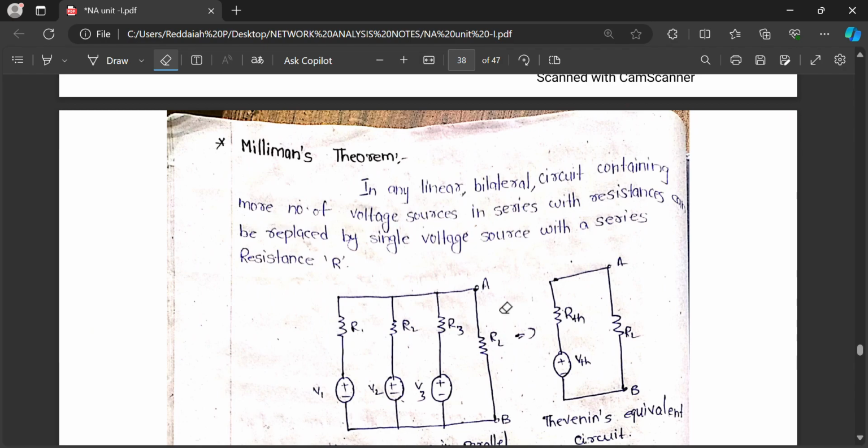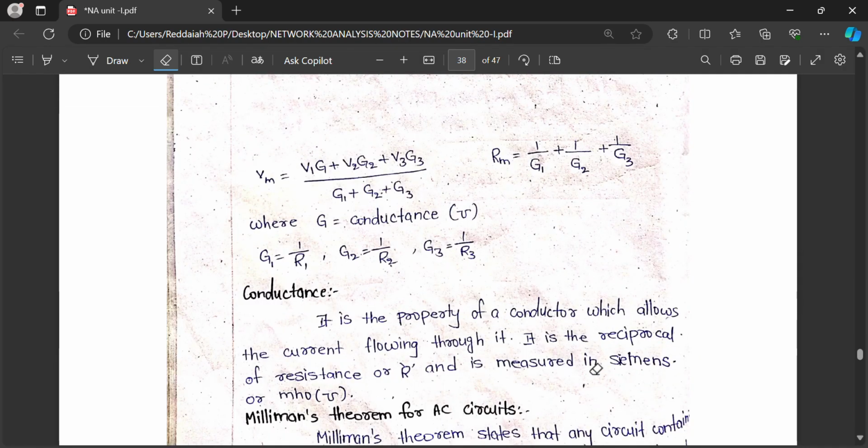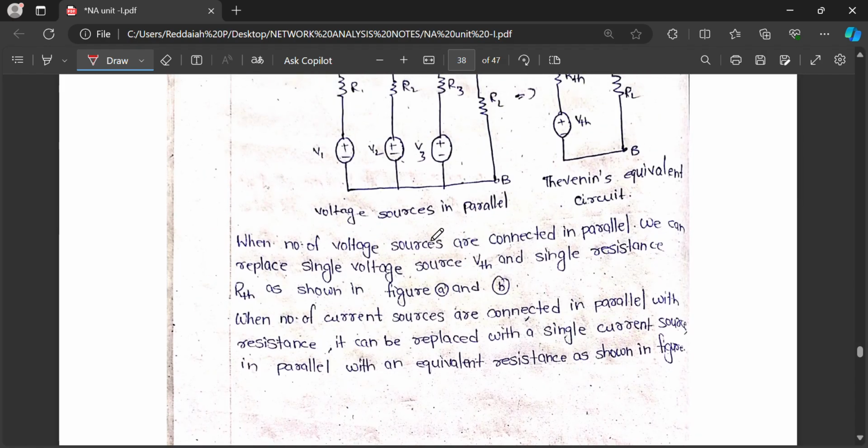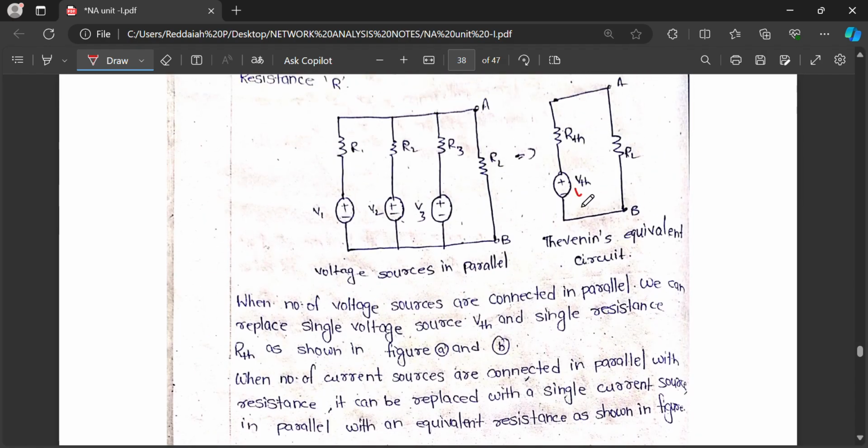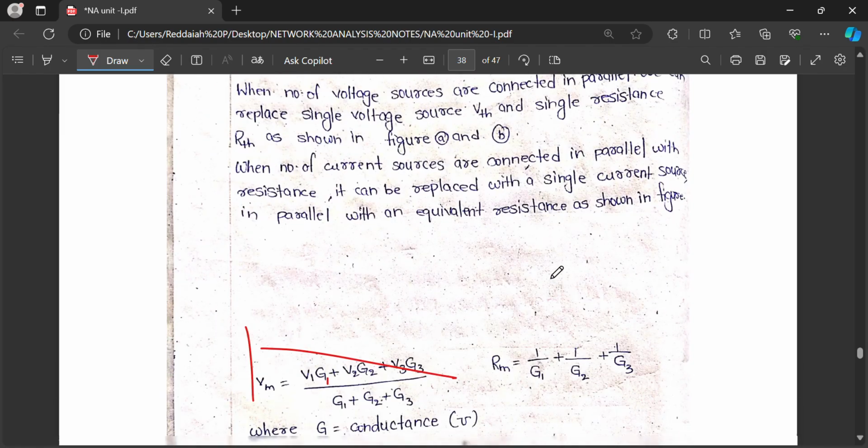Millman's theorem. Define Millman's theorem. 2 marks question. In any linear bilateral circuit containing a number of voltage sources in series with resistances, we can replace the entire circuit with one equivalent source. What we have to find is VM and RM. VM is V1 G1 plus V2 G2 plus V3 G3. G1, G2, G3 we have to calculate as 1 by R1, 1 by R2, 1 by R3. This formula we have to remember, that is Millman's theorem.